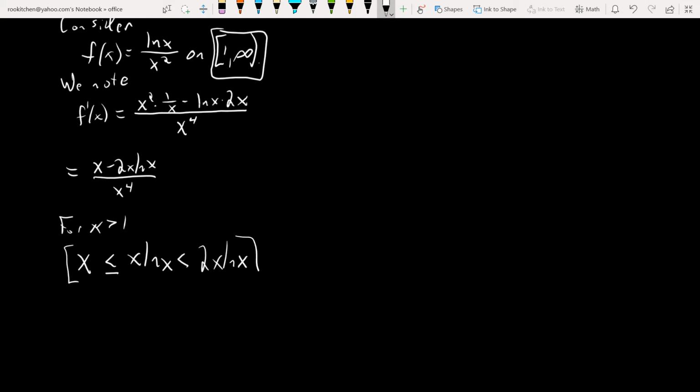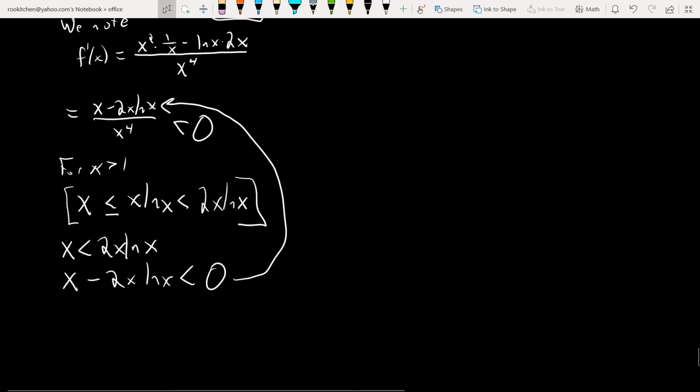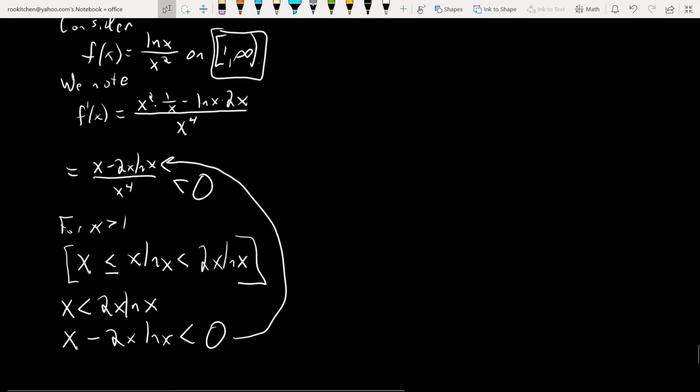But if you have this fact holding, then you can work with the inequality x less than 2x ln x, and then subtract 2x ln x to the other side. And you'll have that inequality. And what does that tell you? Well, it tells you the numerator is less than 0. In other words, you have a negative over a positive for x greater than 1. In other words, this thing will be less than 0 in that interval, and therefore the derivative is negative, and therefore the function is decreasing. Okay, so this implies f of x is decreasing.